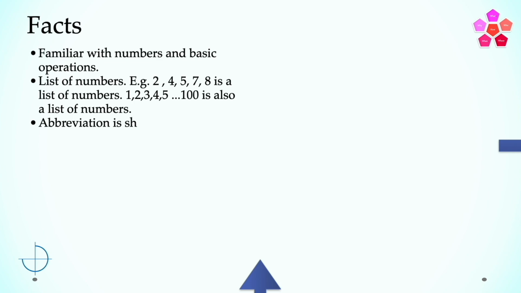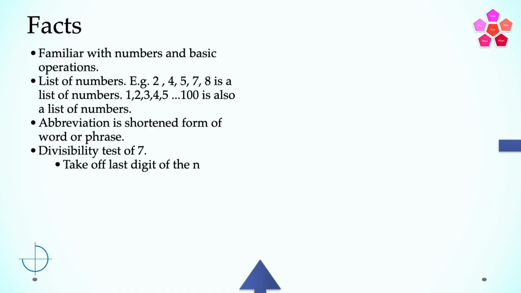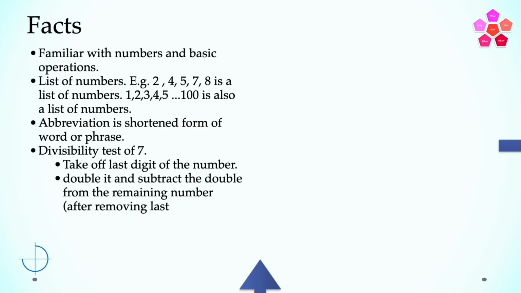Abbreviation is shortened form of word or phrase. Do you remember the divisibility test of 7? I guess not. So let's take this as a refresher. If we have a number where we are checking it to be divisible by 7 or not, we take off the last digit of the number, double it and subtract the double from the remaining number, that is after removing the last digit.